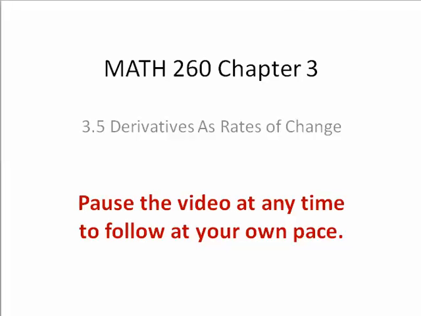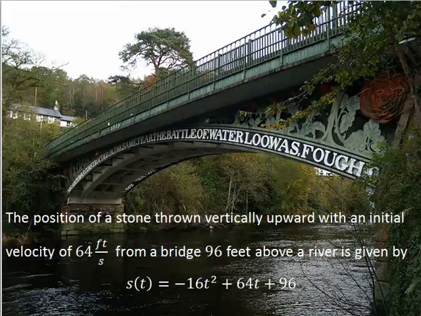Derivatives as rates of change. The position of a stone thrown vertically upward with an initial velocity of 64 feet per second from a bridge, which is 96 feet above a river, is given by the position function s of t. So the stone has an initial thrust upward.